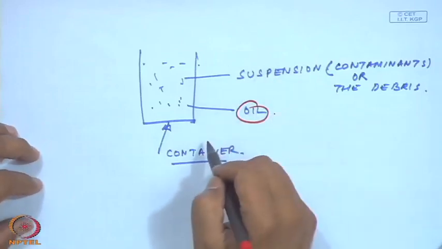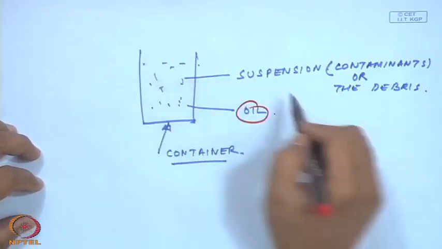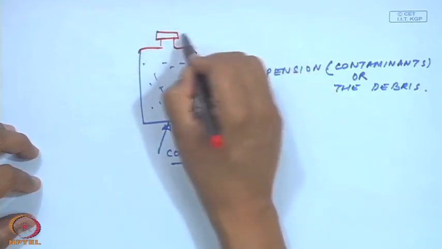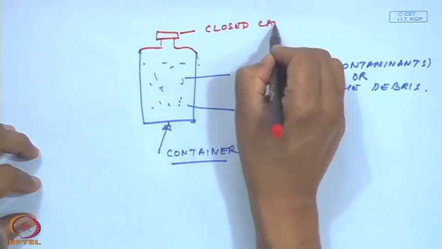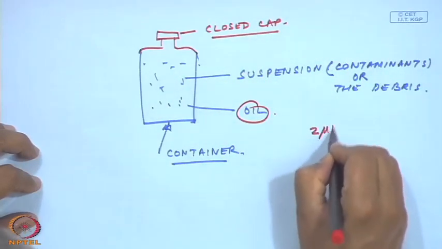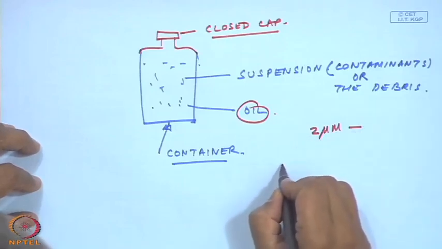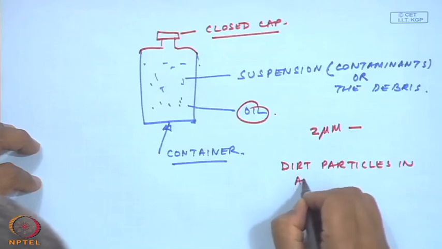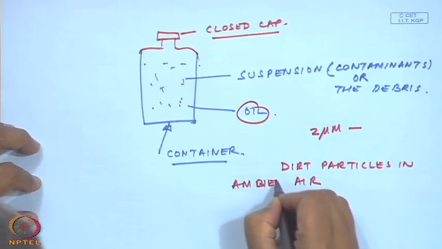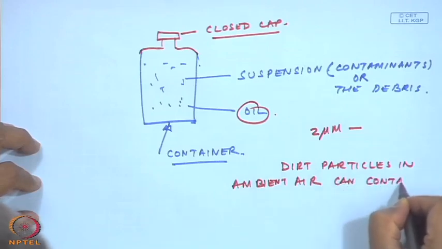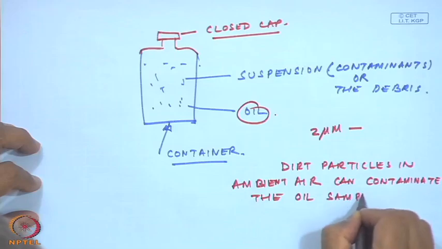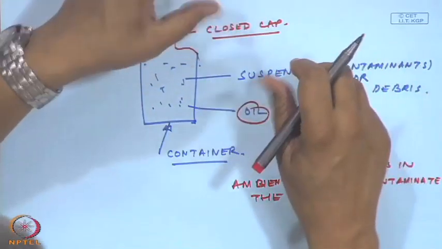Of course, you can take this same container. If you have this oil which has been collected from a machine, it is actually closed with a cap. There is a reason why I have mentioned this closed cap, because when I am talking about sizes of 2 micron or less, even the dirt particles in the ambient air can contaminate the oil sample. So, it is not very easy that you just open the engine and get a dipstick or a container and fill it with oil.